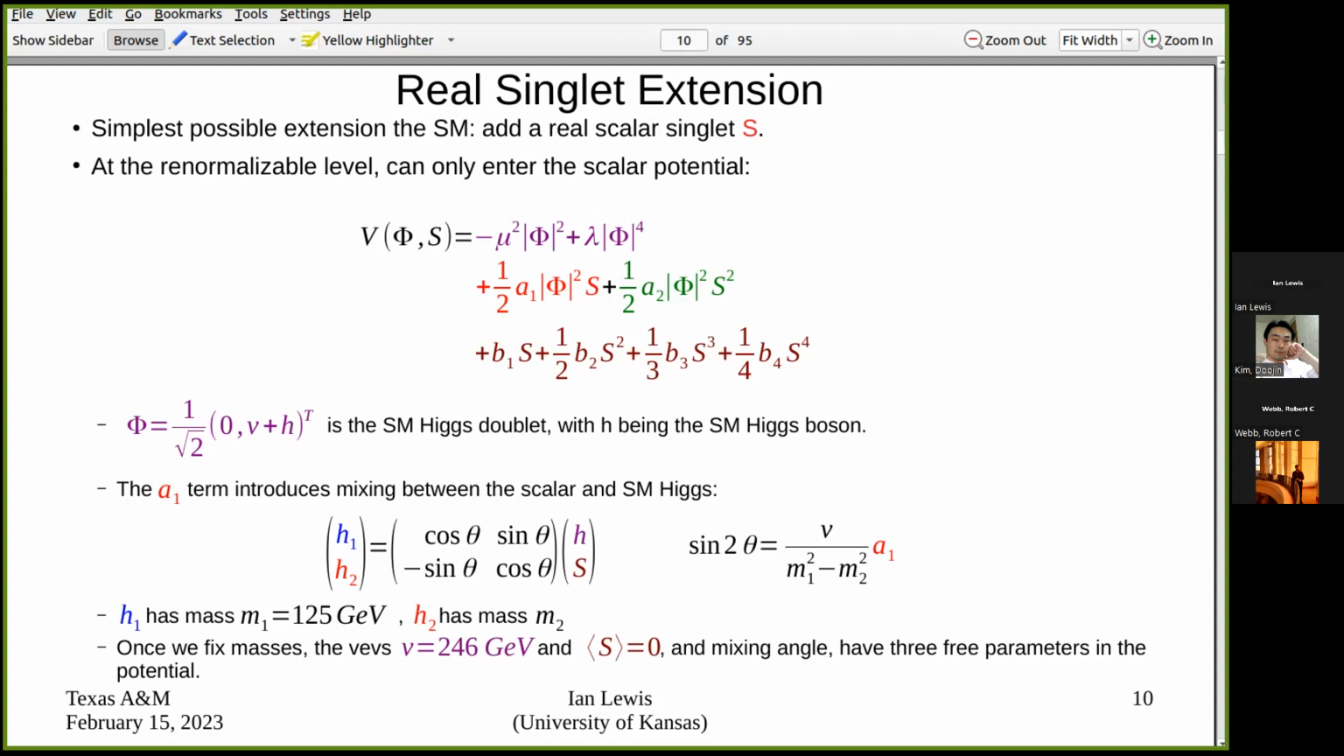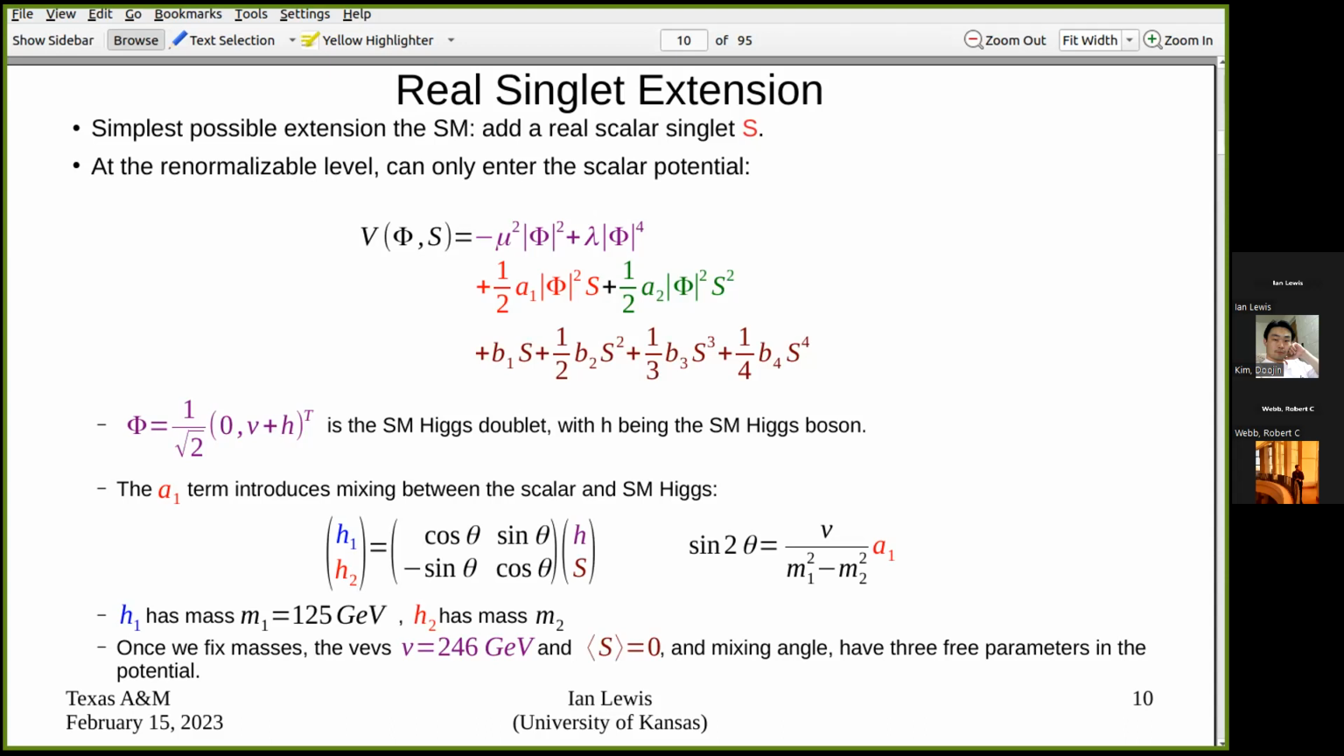Now, what I'm going to stress a lot is this a1 term. This is the thing that gives me the mass mixing, because I replace this Φ with H plus VEV, it gives me a bilinear, and once I break electroweak symmetry, I have this Higgs field H and the scalar field S. They're both singlets under the remaining symmetry, and so they can mix quantum mechanically, and then you get mass eigenstates h1, h2, which are admixtures of my original gauge eigenstates H and S.